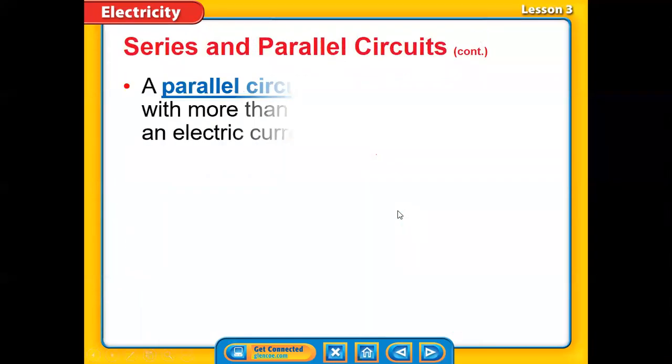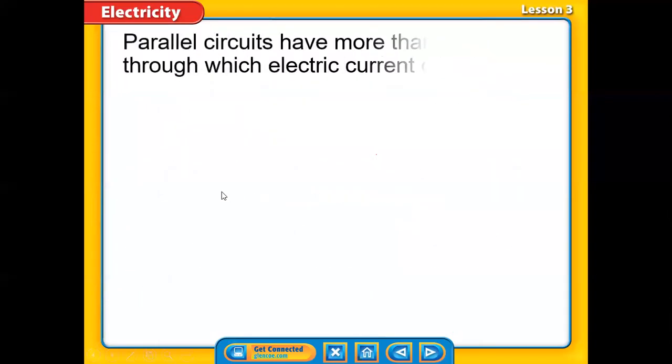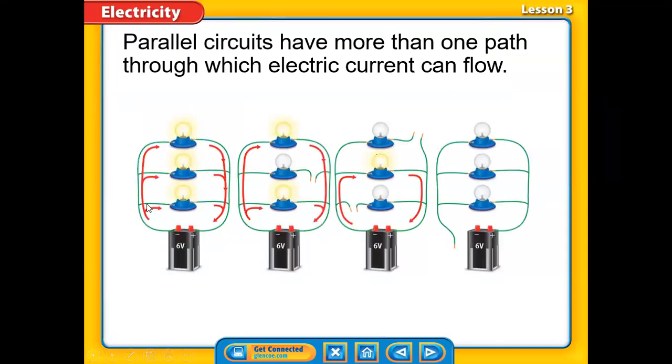But here in parallel, it's different. Each bulb is directly connected to the battery. Once the electrons flow out of the battery, from the negative terminal, the current is going to be divided. Some of the current will pass to this bulb, another current to this one, and another to this one. So each one has its own current. They are not sharing the same current, while in a series connection they share the same current.